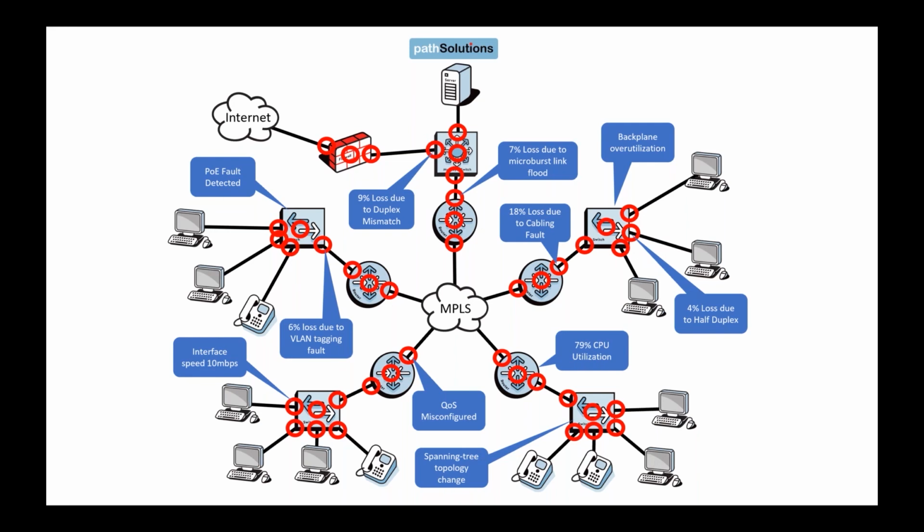We figure if we automate the collection of this information, bring it back, and then put a plain English heuristics engine on top of this, that means you're going to get these plain English answers saying, here's what's broken in your network so that you can start to fix them.